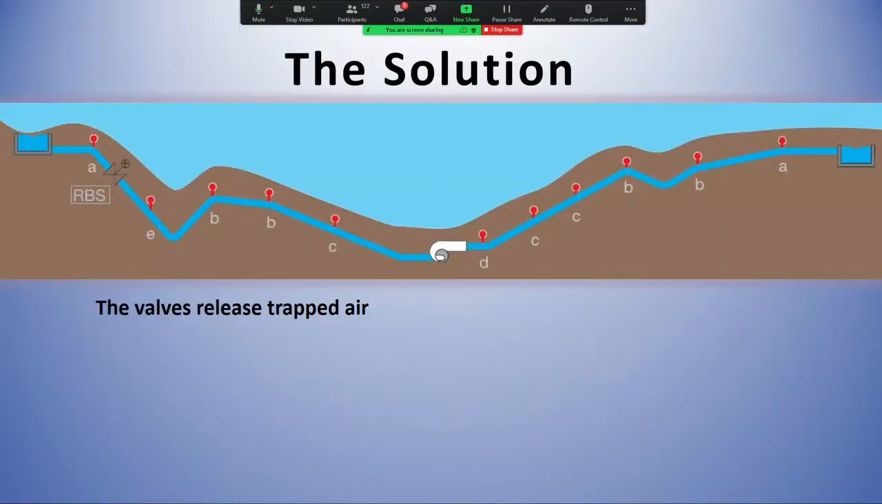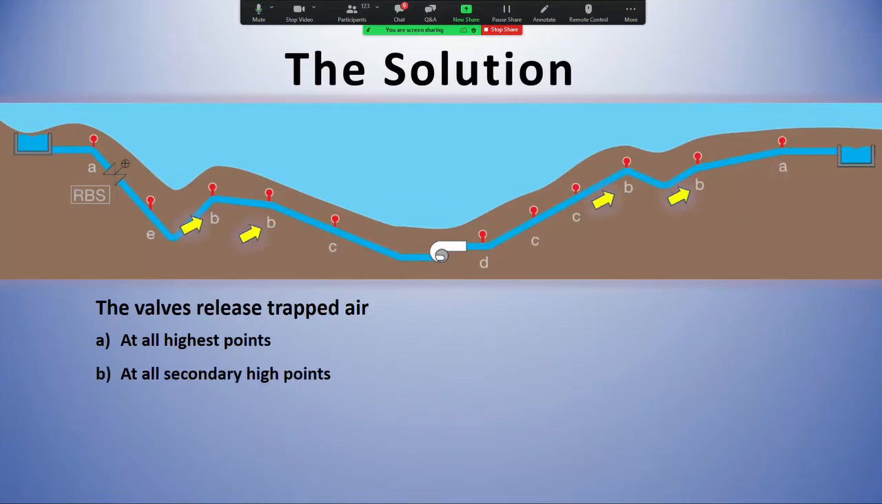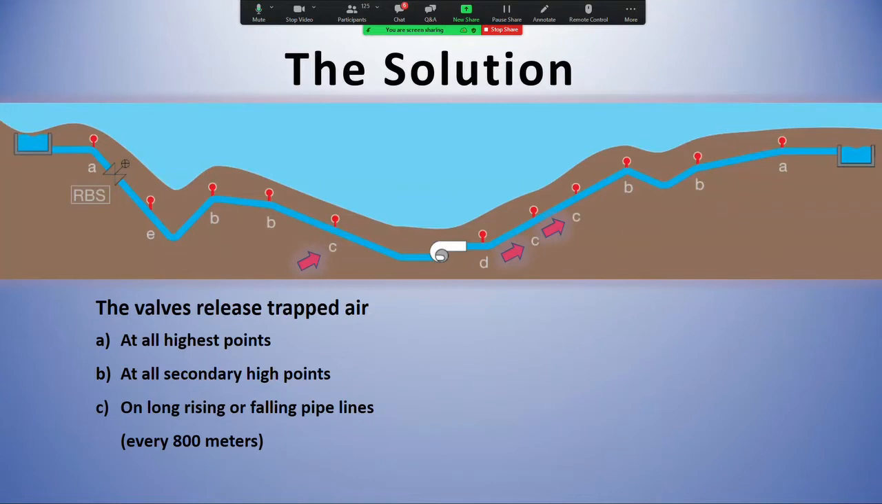So first of all, the solution: we need to put air release valves on your system. Here's a really quick example of where you'd put these air release valves. At all high points, which seems fairly obvious, since air rises. We will have them at all our high points, and all our secondary high points in the system. If we have a long run of rising pipe or falling pipe, roughly every 800 meters, we'd like to have an air release valve system. And certainly after pumps, where air can get entrained into the fluid, we would like to remove as much as we can at that initial stage of the pumps.